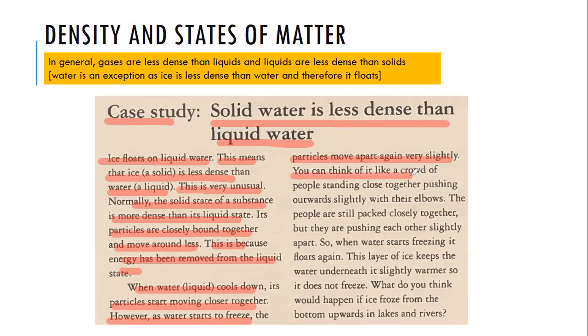And you can think of it like a crowd of people staying close together, pushing outward slightly with their elbows. The people are still packed closer together, but they are pushing each other slightly apart. So when the water starts freezing, the ice floats. This layer of ice keeps the water underneath it slightly warmer so it does not freeze.